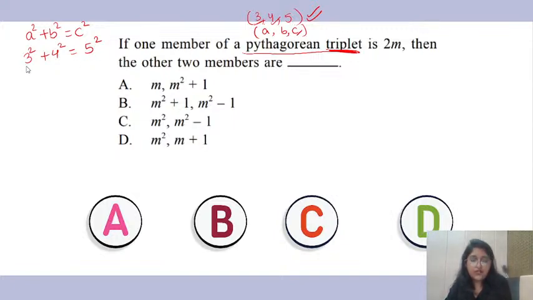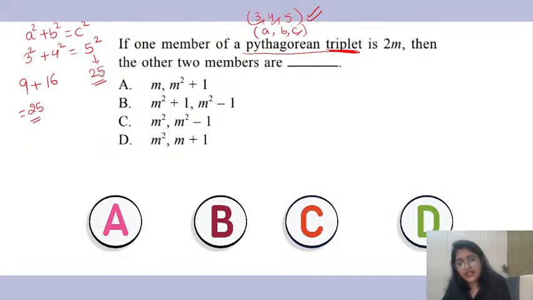So now tell me, square of 3 is what? 9, and square of 4 is what? 16. So on the left hand side we get 25. And when we solve the right hand side, 5 square, we get 25. So left hand side and right hand side are equal. They both become equal, so this holds, and we can say that 3, 4, 5 is a Pythagorean triplet.